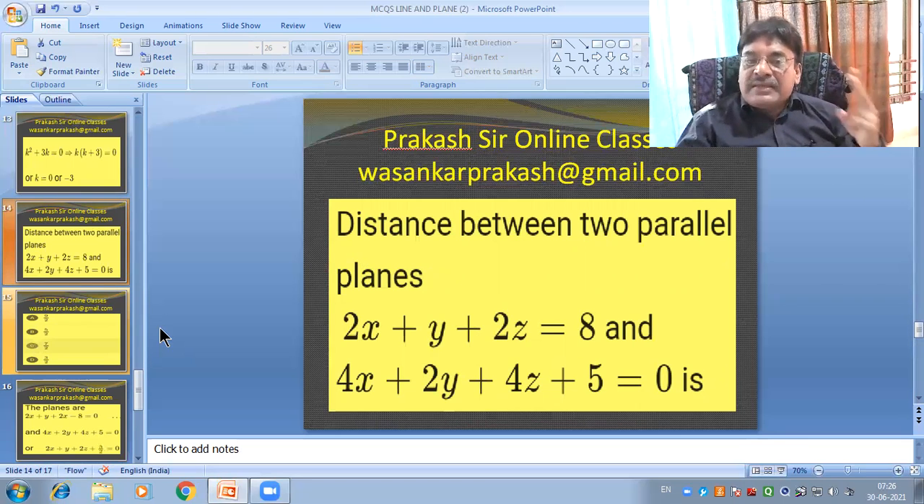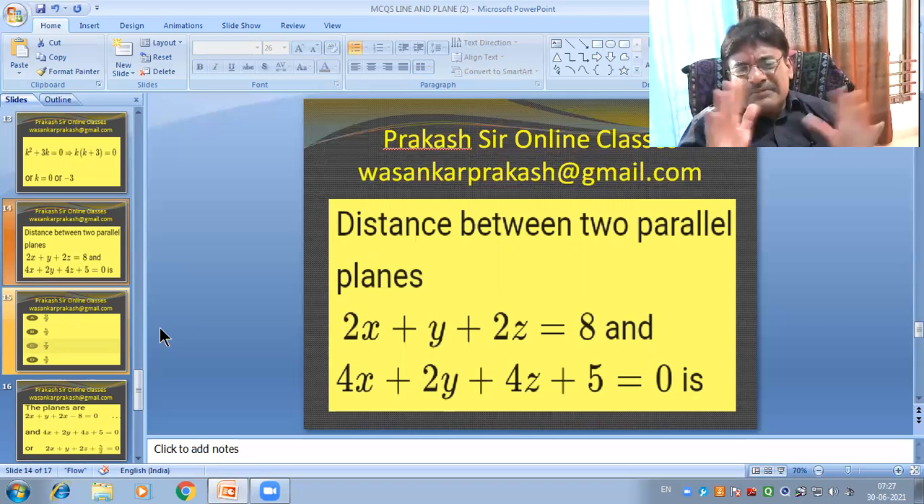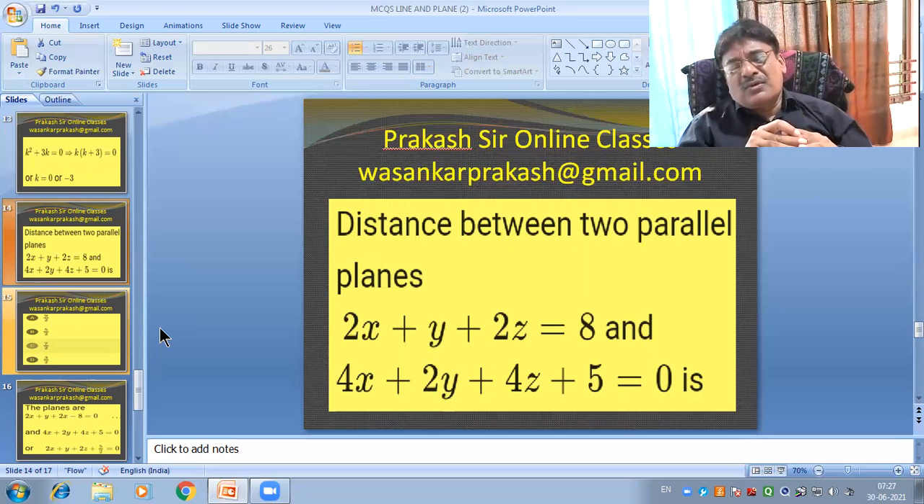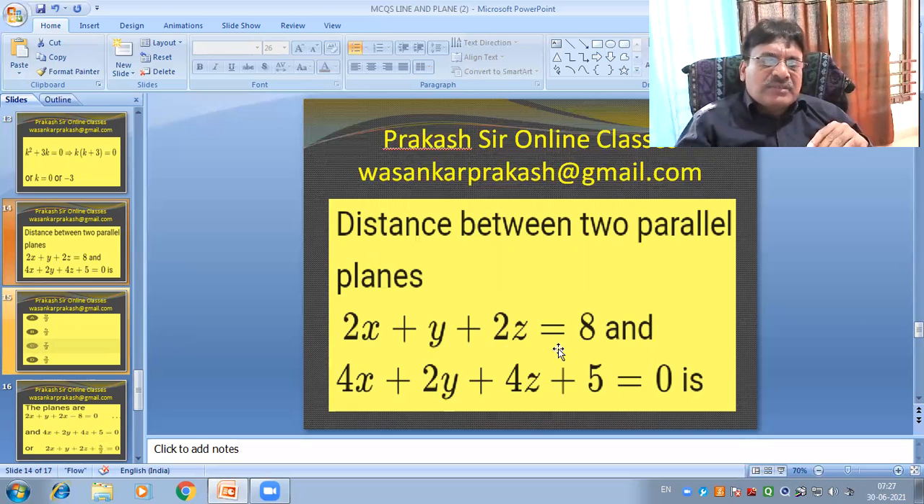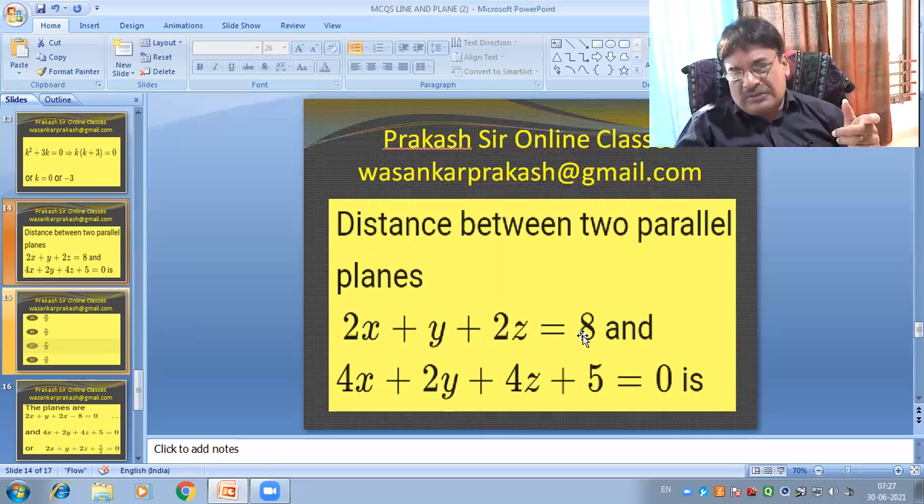Here the given planes are parallel, and we find the distance between the planes. I know that if the two planes are parallel, then the coefficients of x, y, z are equal. Only the difference is in the constant term. So the first equation of the plane is as it is. This equation can be written as 2x plus y plus 2z minus 8 equals to 0.